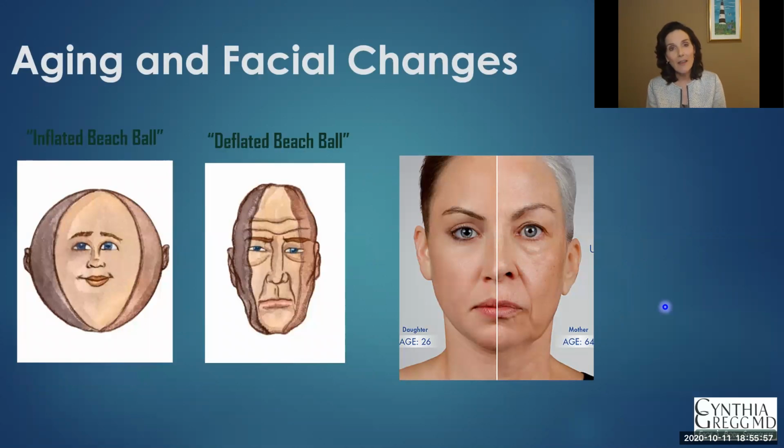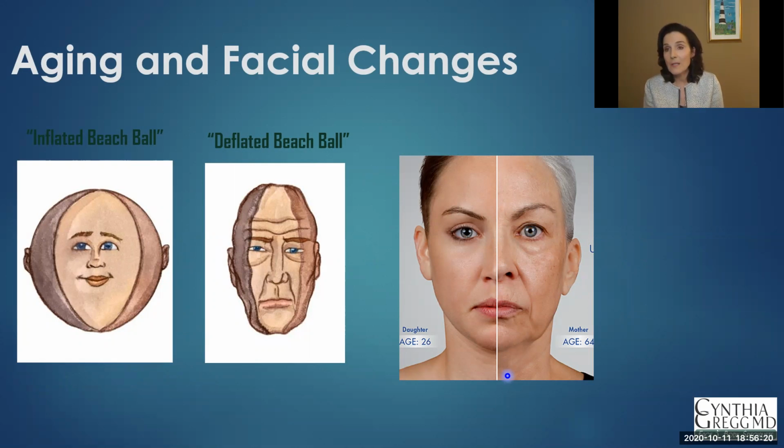Many of us like to think of aging as a deflation of a beach ball. So in our 20s, we have this round, full beach ball, and every decade we slowly leak air and we slowly deflate. There is some truth to that. But I think the split screen here of this mother and daughter is a better representation of what really happens with aging. Yes, there's deflation, but there's also descent of the tissues.